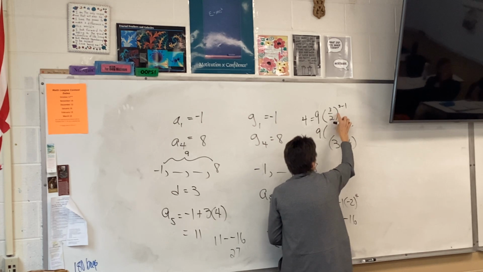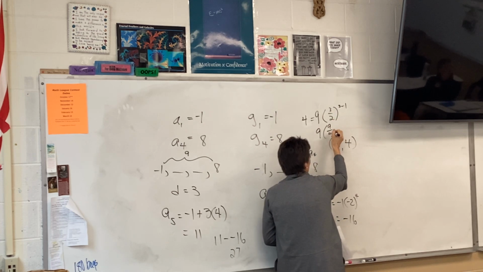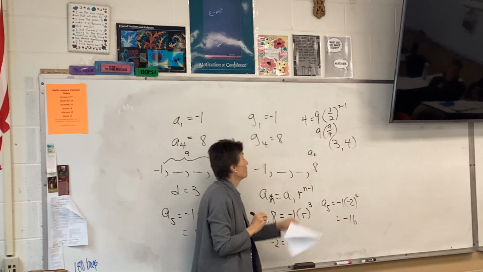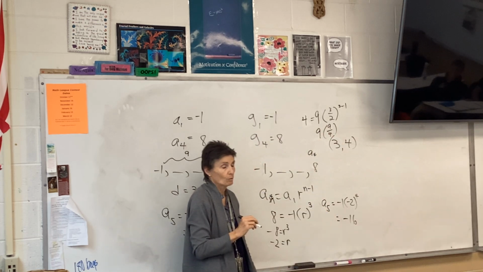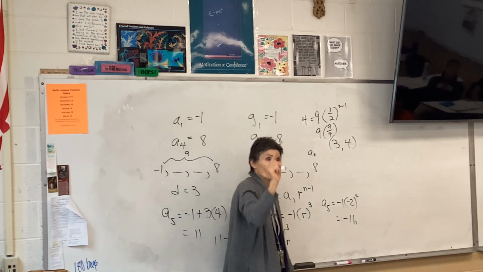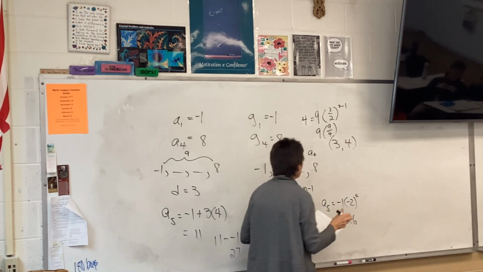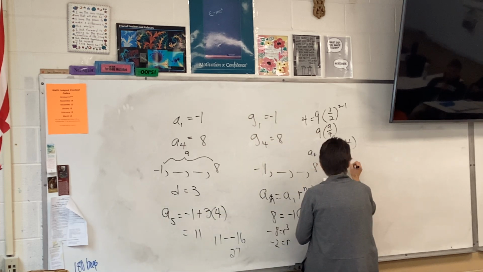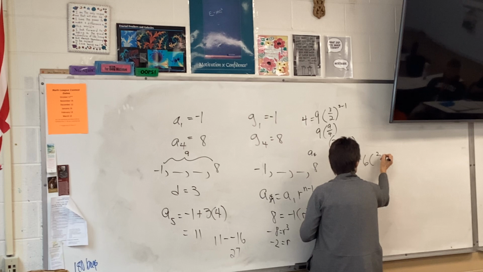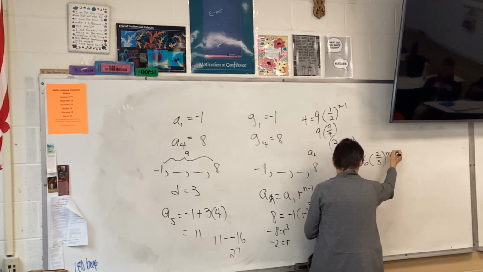3 halves to the second is 9/4. Is 9 times 9/4 4? No, wrong equation. All right? What did you guys get back there in the back? We got B. B, let's try B. That one is 6 times 2/3 to the n minus 2.